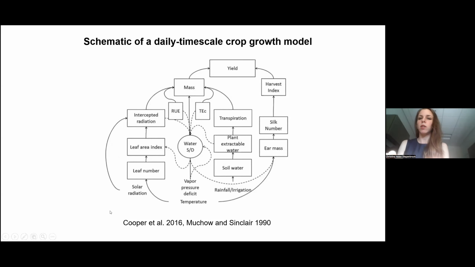So we do have this biomass accumulation and partitioning, where eventually we go into the reproductive phase and end up with a yield and harvest index. This is a baseline level of crop growth model built upon by Mark Cooper and team, and Muchow and Sinclair had done some foundational work related to this modeling framework.